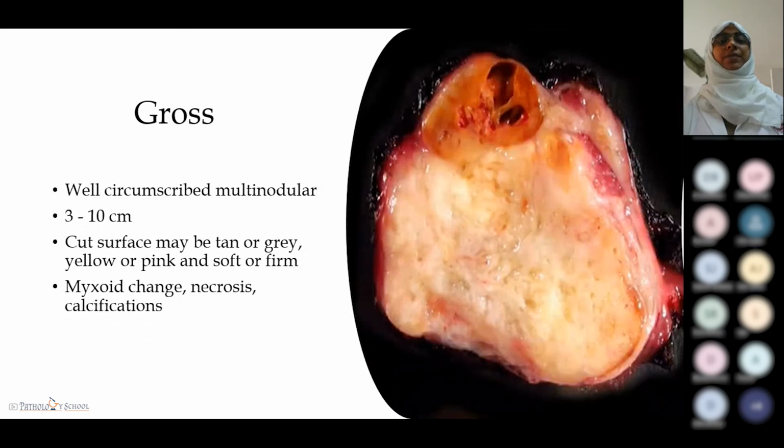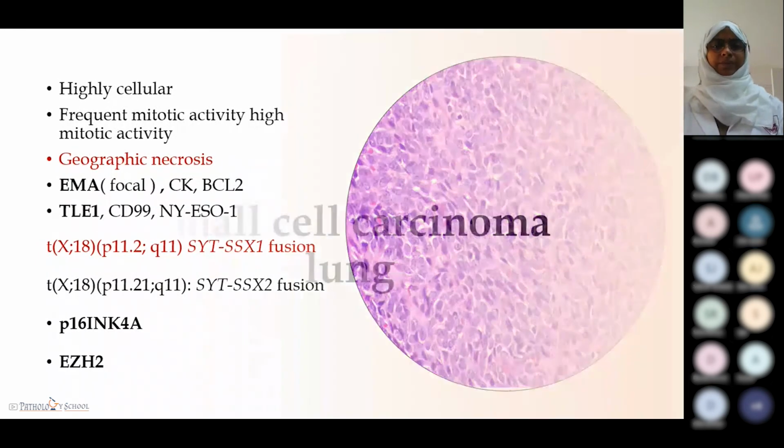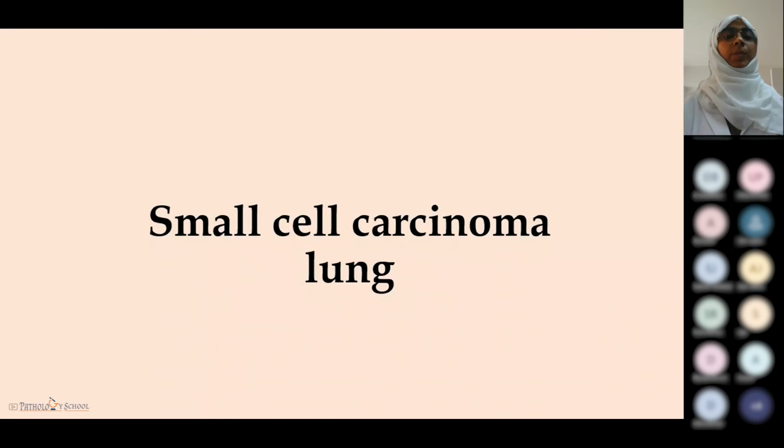When you look at the gross, it is a well circumscribed multinodular tumor around 3 to 10 centimeters, tan or gray, yellow or pink, soft to firm in consistency, with myxoid changes, necrosis and calcification. It's a highly cellular tumor with frequent mitotic activity. Characteristic geographic necrosis is seen, and the important fusion to be noted in this type of tumor is the SYT-SSX1 fusion. Now the small cell carcinoma of lung.